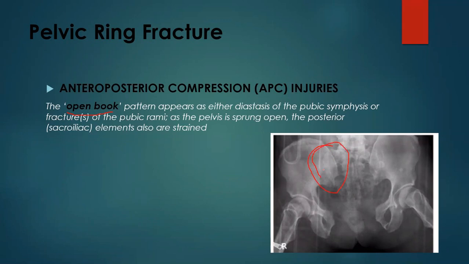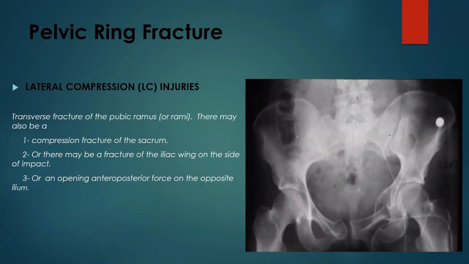Then we have the lateral compression fracture. There is a transverse fracture of the pubic rami with a compression fracture either on the sacrum, or a fracture of the iliac wing, or the hardest one, a fracture of the contralateral ilium. So this fracture pattern is usually severe when both pubic rami are fractured with the contralateral or opposite ilium or iliac wing.